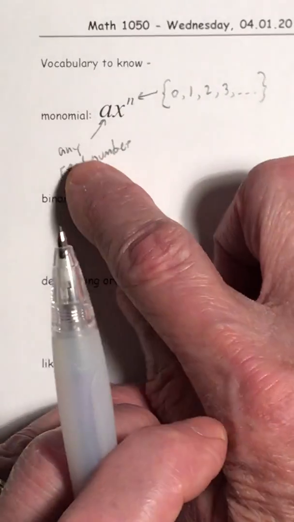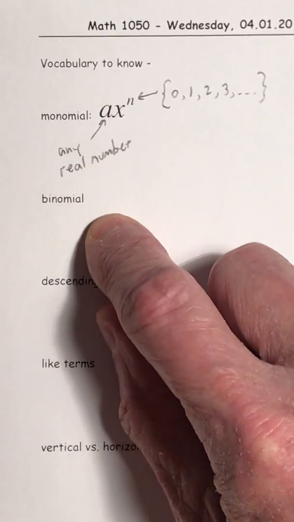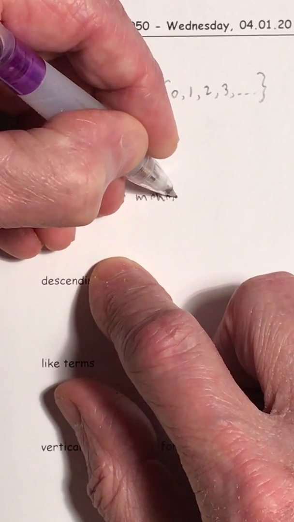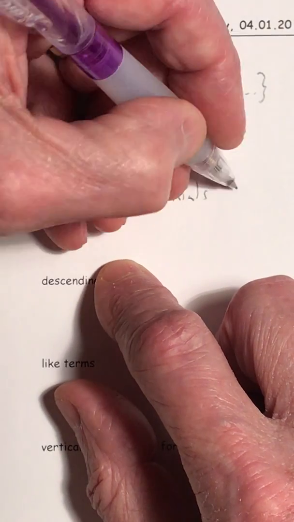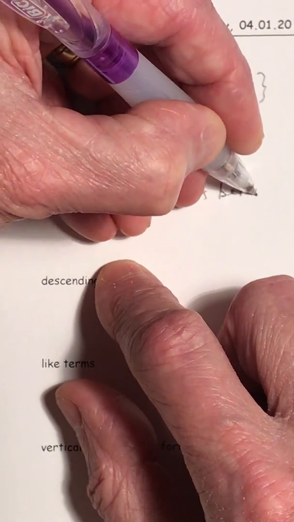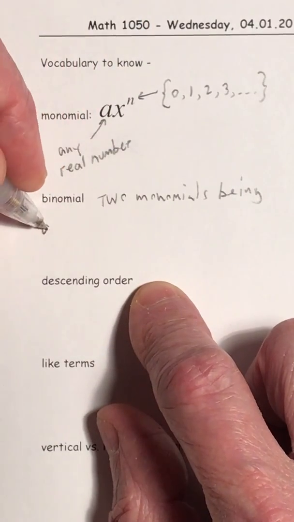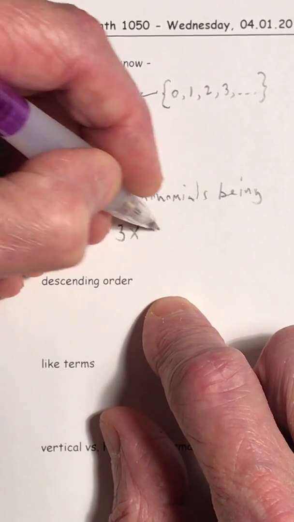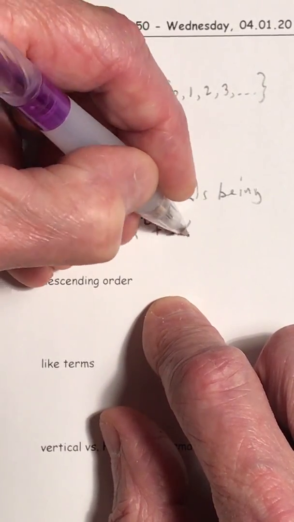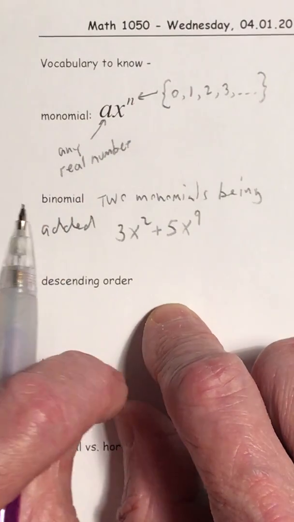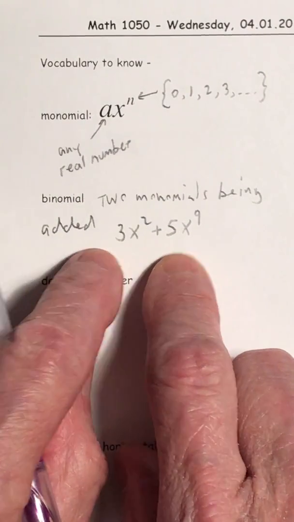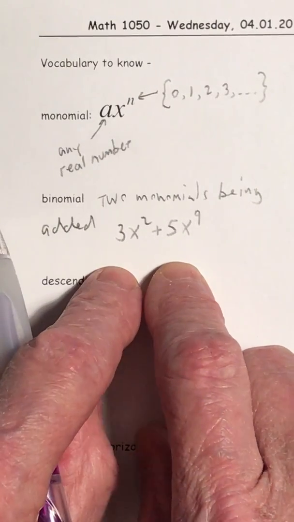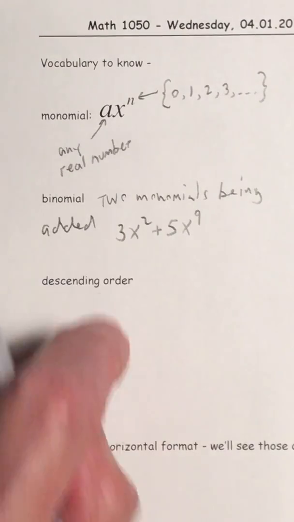A binomial is simply a sum of two monomials. So two monomials being added, such as like 3x squared plus 5x to the 9th. Okay. And of course, I used 3 and 5. I could have used negative numbers. I could have used decimals. I'm trying not to be too exotic here. So that's what a binomial is.